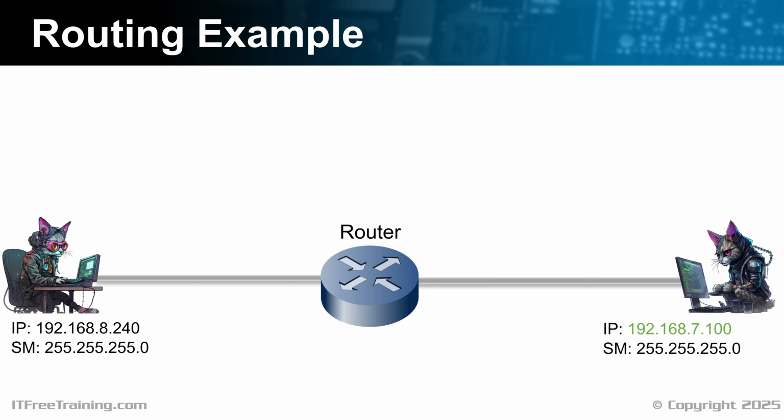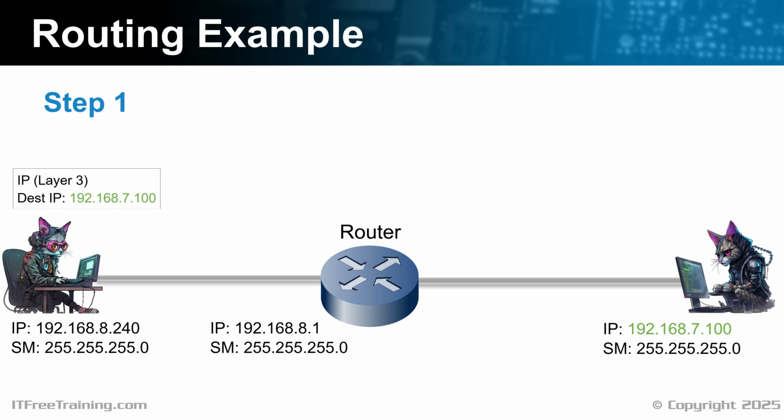The first step is to send the data to the router interface on the network the sending user is on. Thus, this interface will need an IP address and subnet mask on the same network as the user. The first step is to create an IP packet. The IP packet works on layer 3 and thus can be routed to other networks. There's a lot more information in the packet, but we are going to focus just on the destination IP address to make it easier to understand.